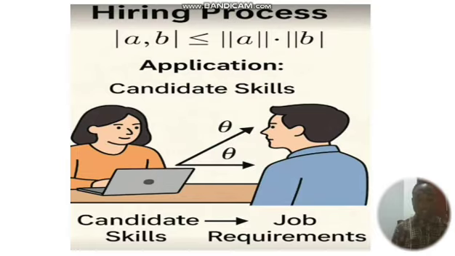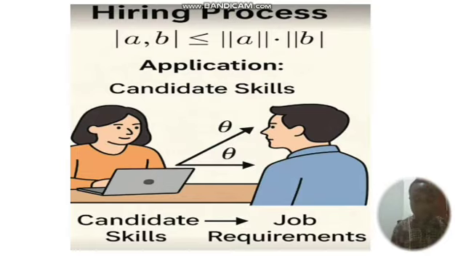That is, the cosine of an angle is equal to the inner product of A, B over the norm of A times the norm of B, bounded by the inequality, which is the magnitude of the inner product of A, B is less than or equal to the norm of A times the norm of B. A higher cosine similarity means the candidate closely matches the job.